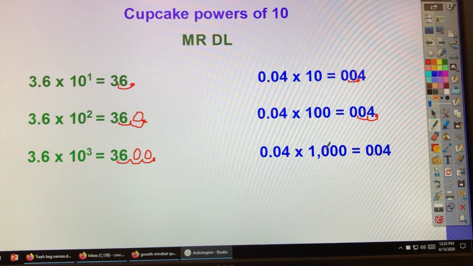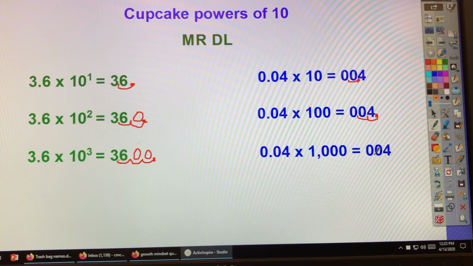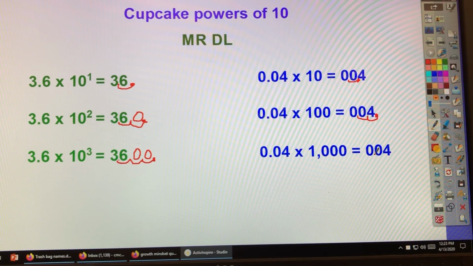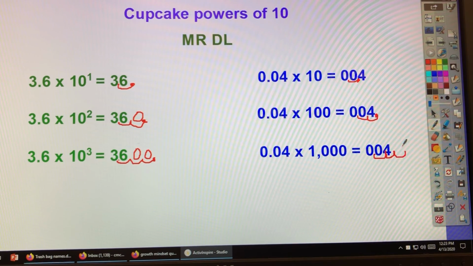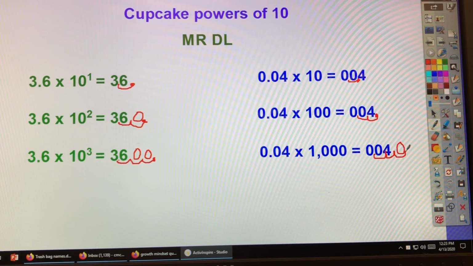Okay. And the last one, we have 4 hundredths being multiplied by 1,000. In the number 1,000, we have 1, 2, 3 zeros. We're going to bump this decimal point 3 places to the right. 1, 2, 3. We have an empty space. We need to add a 0. This decimal point is now out here to the right of the ones place. So this is 40.